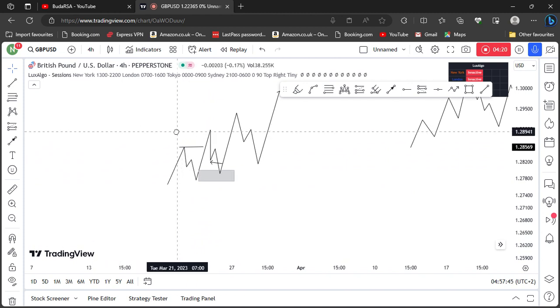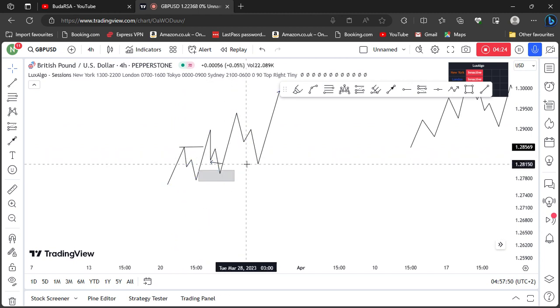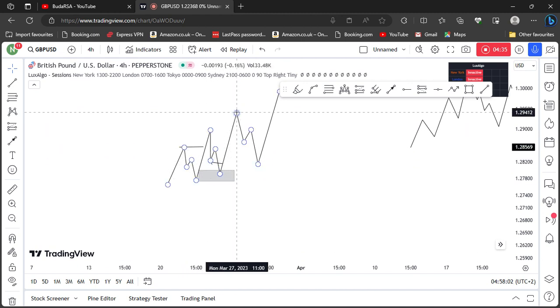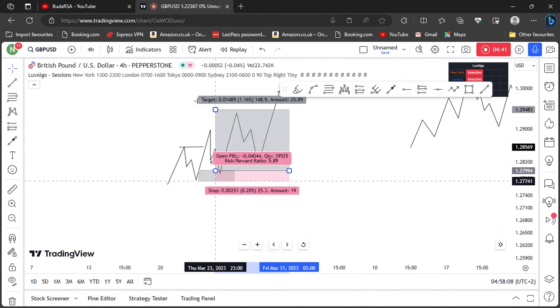So I know what the price will do: it's going to take out this liquidity, then tap into my zone because it took out that liquidity. It's going to go in the opposite direction. It takes out the liquidity right there, taps into my order block, then goes in the opposite direction. Boom, that's an easy sniper entry right there.